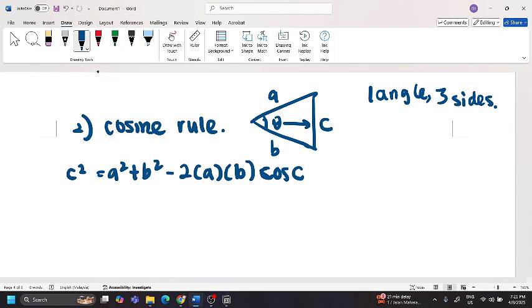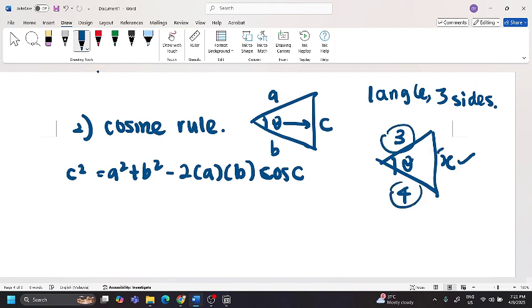Usually they give an angle, and this one is 3, and this one maybe is 4, and find the length of here, x. Now you only have one angle, you don't have two angles. Can you use the sine rule? Cannot, right? You want to find this length. I got one length, two lengths, and 3, even though it's unknown, and an angle. I have one angle, so I use the cosine rule.